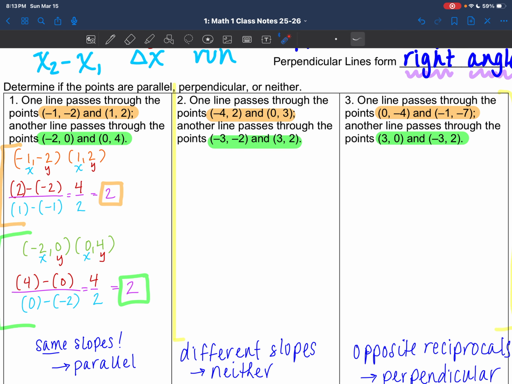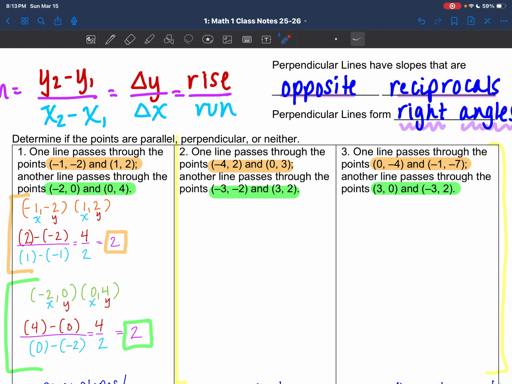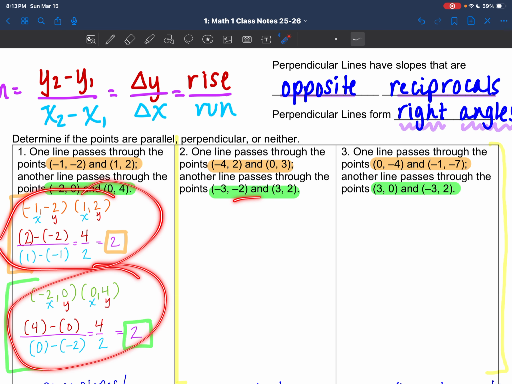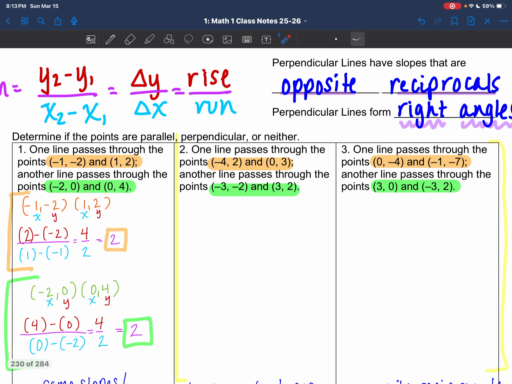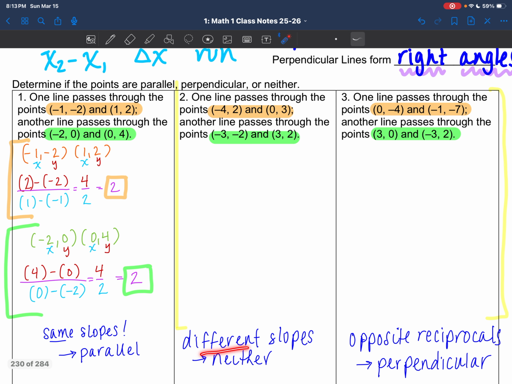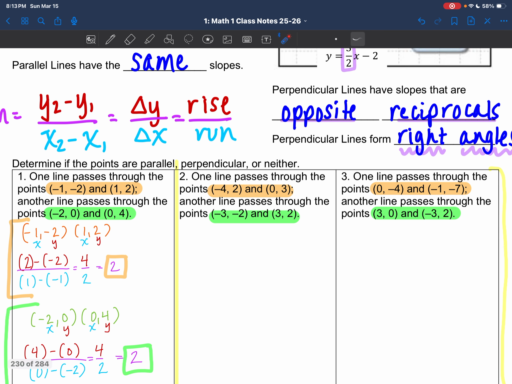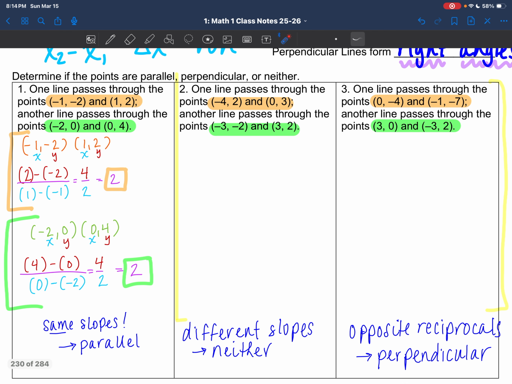All right, so for this one, you're going to set it up just how I did over here, and you're going to find the slope. When you find the slopes, in this case, they're going to be different slopes, but they're not opposite reciprocals. Since they're not opposite reciprocals, that means it's going to be neither. If you do this correctly, that should be your answer.